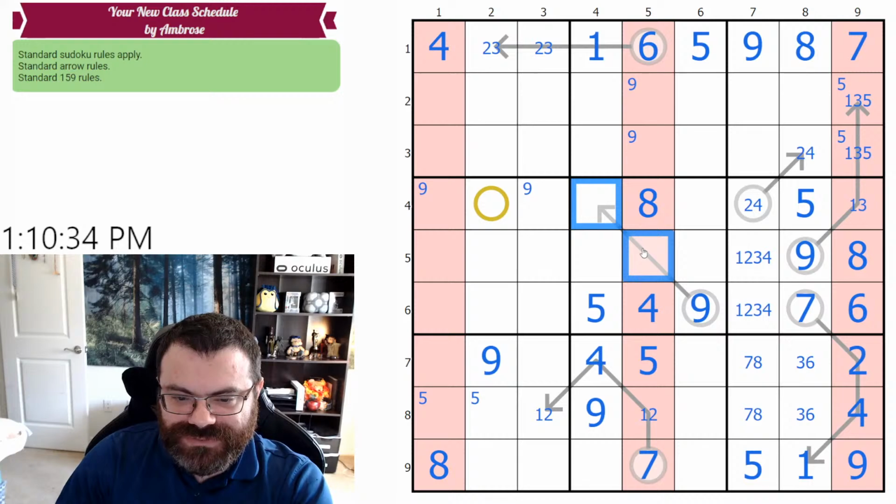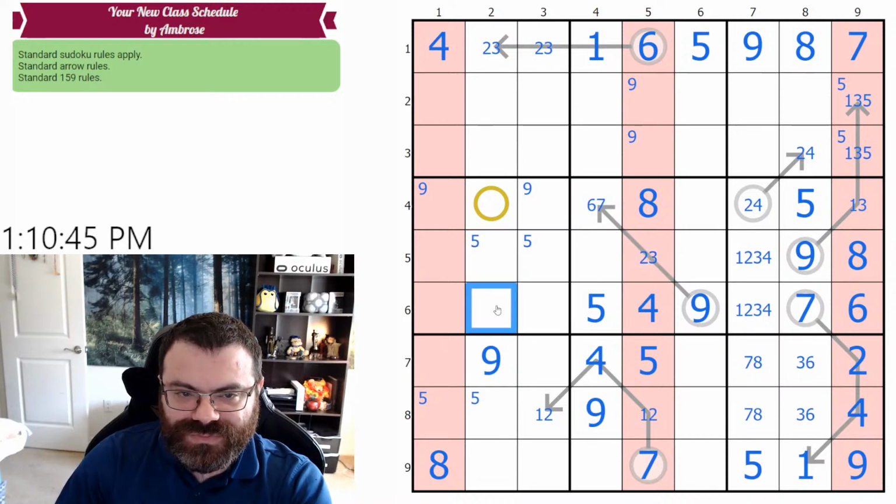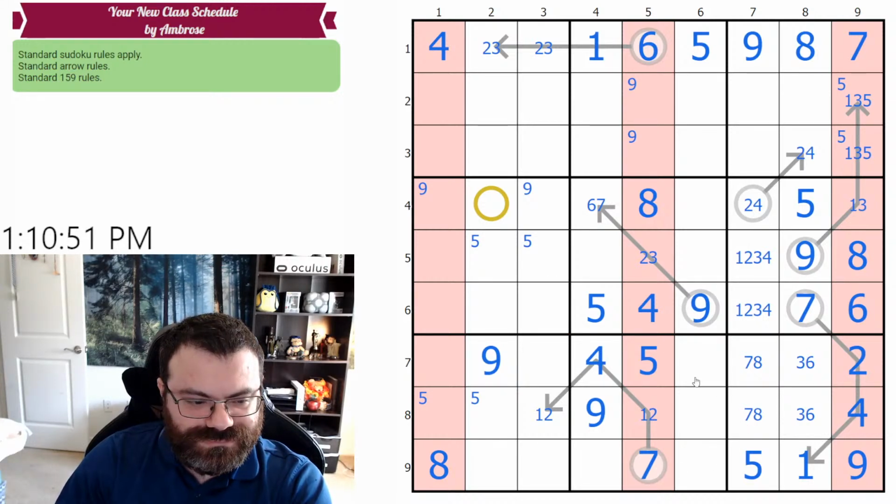This can still be 2 7 or 3 6. But this can't be a 6 or a 7. So this can't be a 2 or a 3. So 2 or a 3 puts a 5 in here somewhere. 9 in box 5. Yeah, I just did that. Okay.